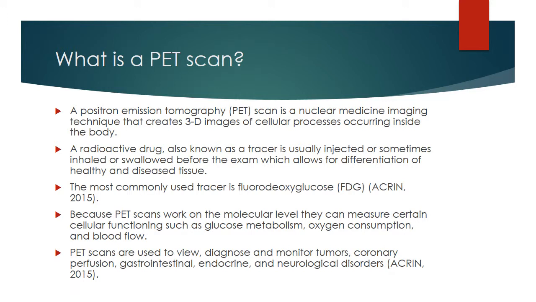Because PET scans work on the molecular level, they can measure cellular functioning such as glucose metabolism, oxygen consumption, and blood flow. These are used to view, diagnose, and monitor tumors, to look at coronary perfusion, and to look at the gastrointestinal, endocrine, and neurological areas for disorders.